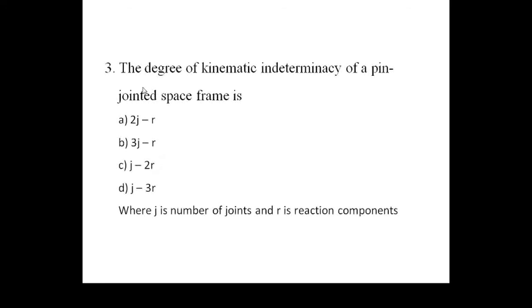Then you see this one, the degree of kinematic indeterminacy of a pin jointed space frame is what? Space frame. The options are 2j minus 3, this is for plane, 3j minus 3, 2j, and 3j minus r, where j is the number of joints and r is the reaction components. We know that the equilibrium equations are right. Your answer is B, 3j minus r, that is 3 into joints minus reaction components.